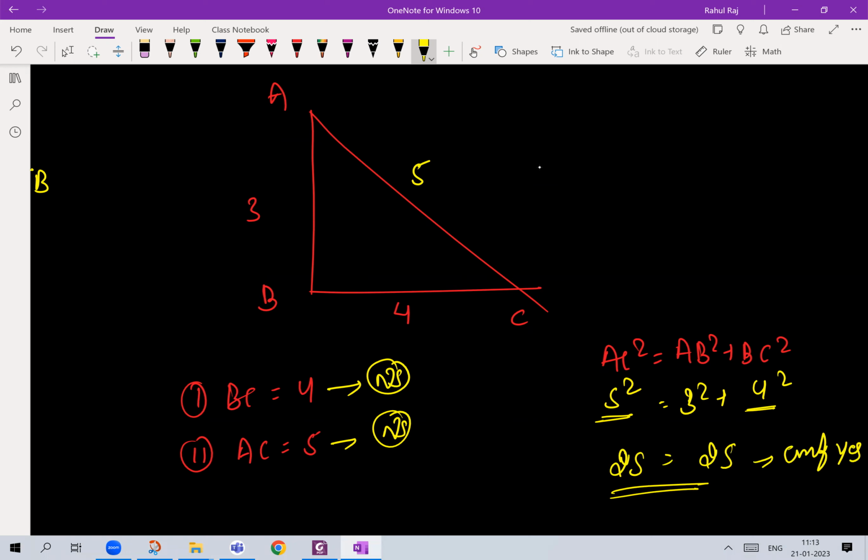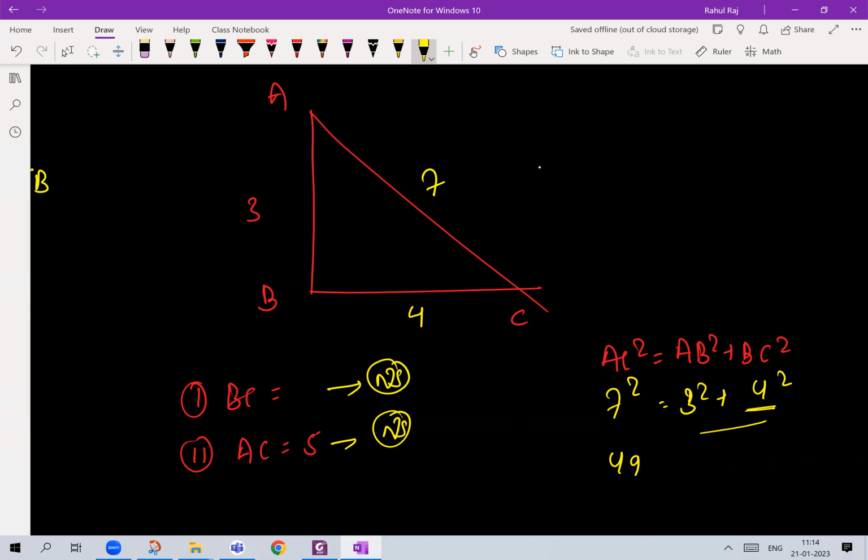But say if I don't calculate, the numbers are a little too big for me. Imagine in place of 4, this is 6. Let's keep BC 4. Keep AC is equal to 7, imagine. Let's not imagine 5. So let's say this is 7 square is equal to 3 square plus 4 square, right? Now this is 49, and you know this is 25. So you know that this is not equal to this, so it's not a right angle triangle. So you are getting a confirmed no answer, right? It's not a right angle triangle.